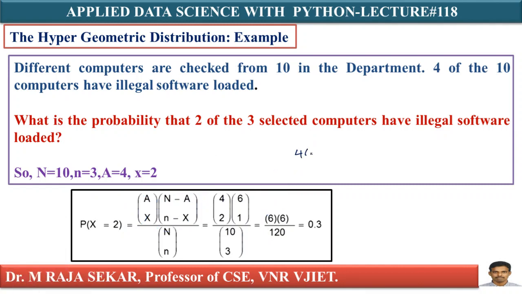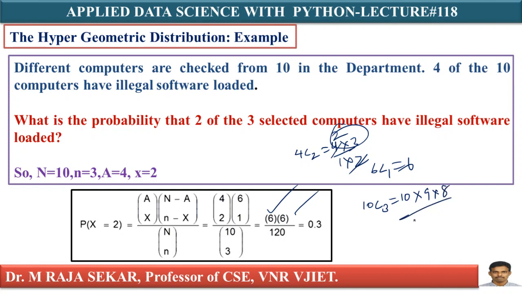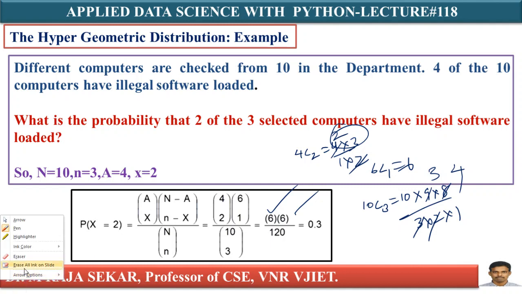What is my 4C2? 4C2 means 4 into 3 by 1 into 2, which is 6. 6C1 is 6, isn't it? Therefore 6. 10C3, how can I calculate? 10C3 equals 10 into 9 into 8 by 3 into 2 into 1, isn't it? That gives 12 into 10, 120.